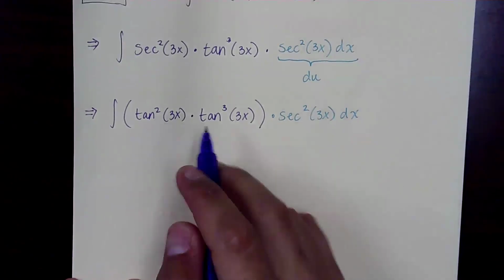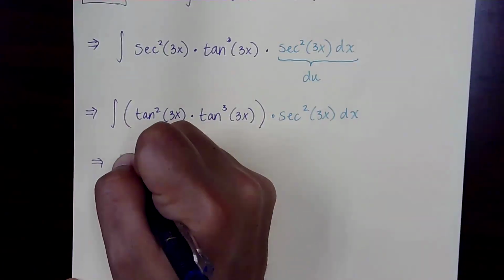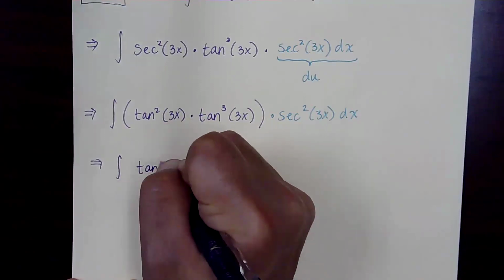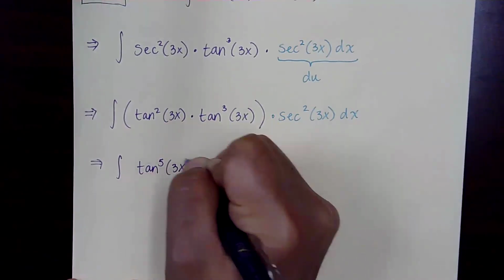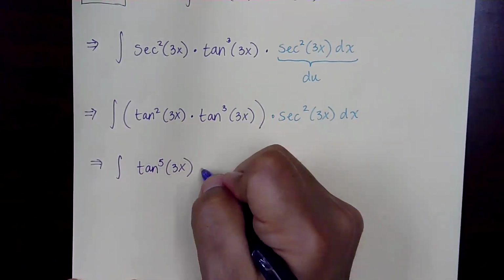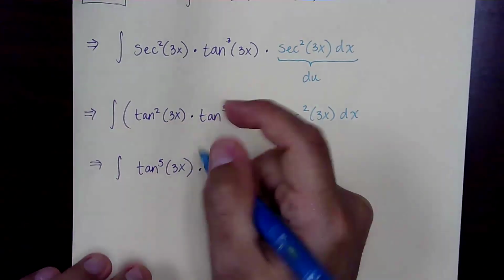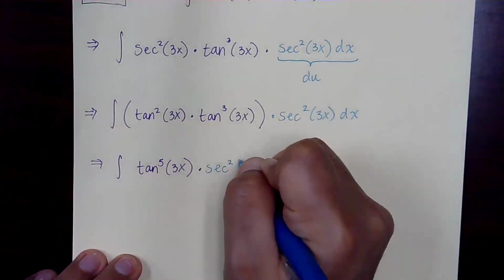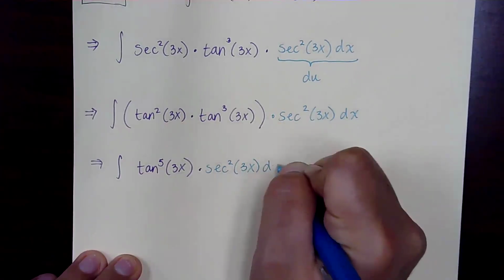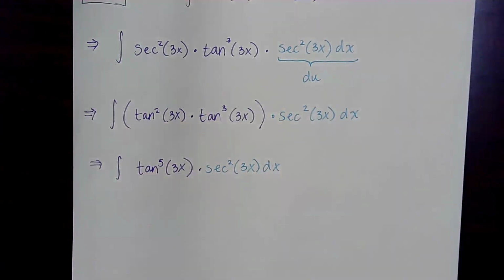Well, we can actually just FOIL this out. So this will be tangent to the fifth power of 3x times that secant squared 3x dx. And now let's make our definitions.